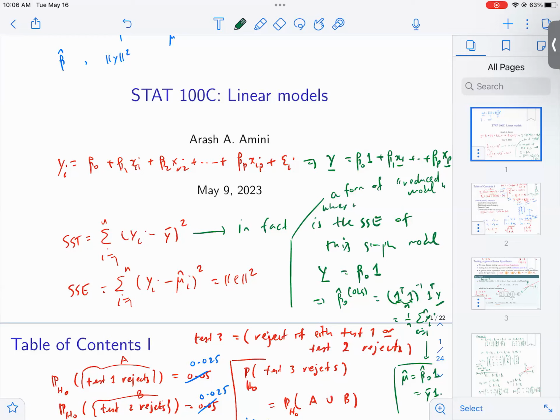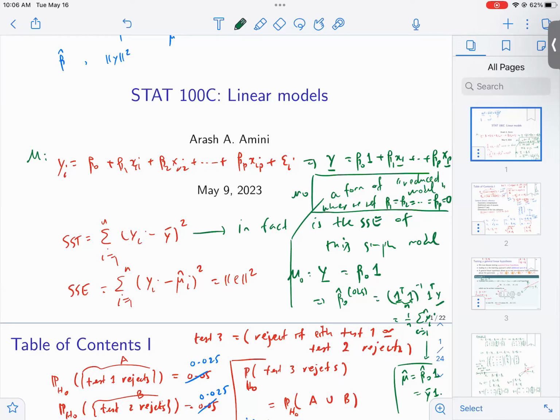Where you set beta 1 equal to beta 2, all the way to beta p, equal to 0. Sometimes I call this M0. So we have the full model, which is M, and then we have the M0 model where we set all the betas equal to 0 except the intercept. So M0 is a special case, or a submodel, of M.